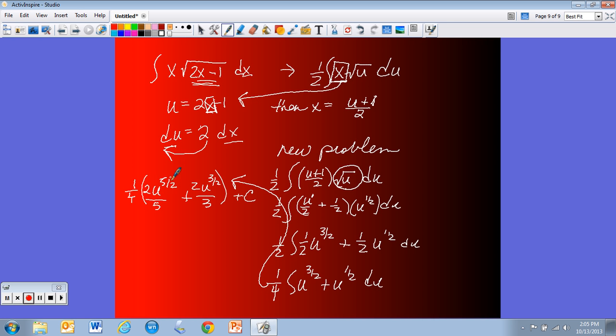I can plug my u back in. So what was my u? It was this 2x minus 1. I'm going to plug it in here. I'm going to plug it in here. I'm going to recopy all this. Whew, this is exhausting.